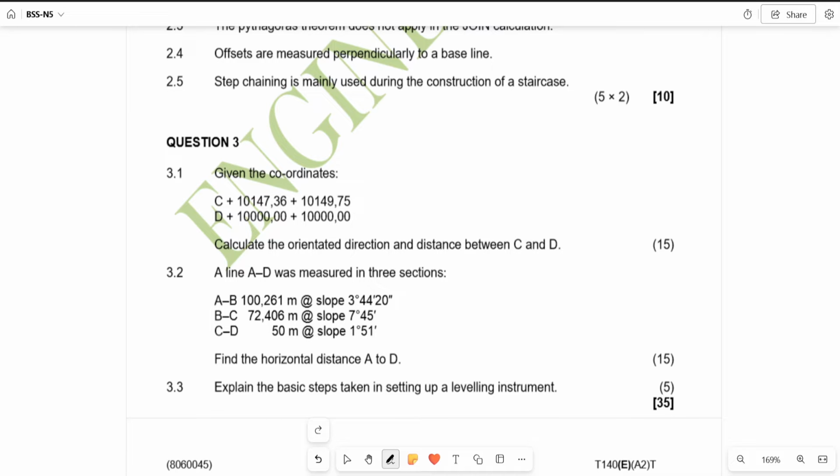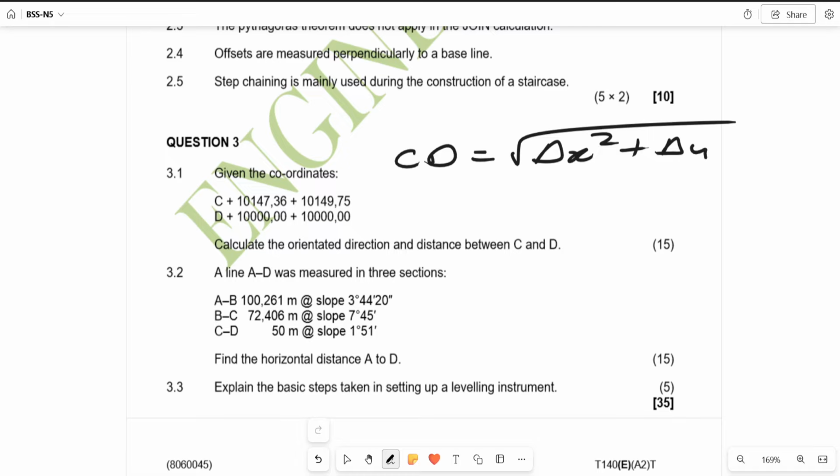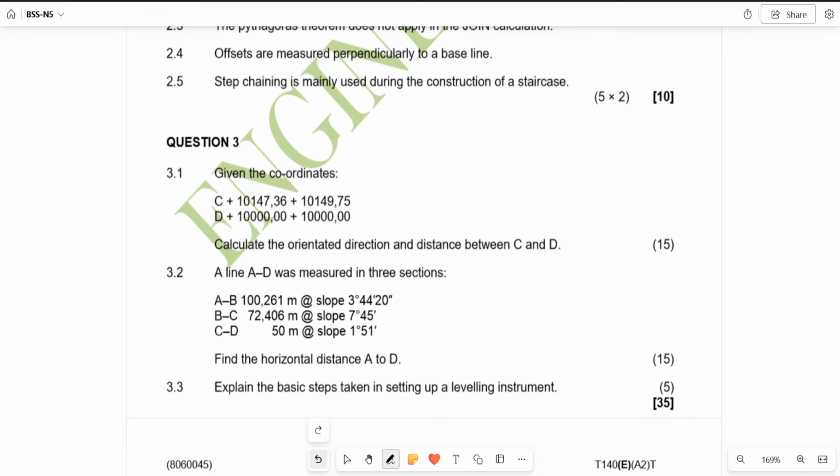Because we will say that the direction of CD is equal to, remember this, delta x squared plus delta y squared. That's the theorem of Pythagoras there, because this is usually squared, and then, so already you get yourself 2 marks. And then over here, 2.5. Offsets are measured perpendicularly to a baseline. Definitely. Remember, everything has to be plumb. So the baseline will be, let's say, your ground. Everything has to be plumb. So that is going to be true.